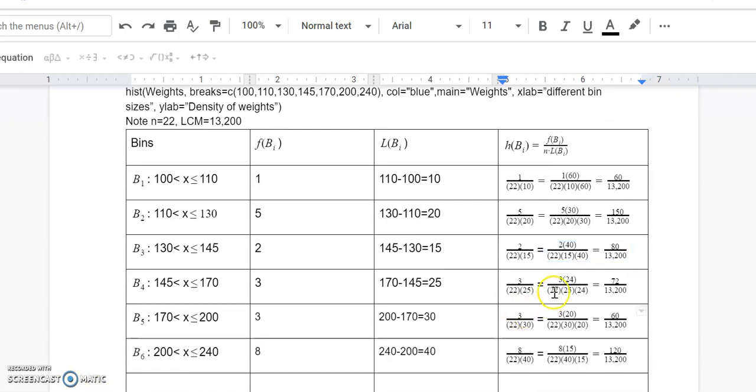Okay, so for the rest, for bin 4, we're going to multiply top and bottom by 24. 3 times 24 is 72. Bin 5, we're going to multiply top and bottom by 20 to make the LCM. So it's going to be 60 over LCM. And last one, top and bottom by 15. It's going to be 120 over LCM. Okay, so now let's make the histogram.